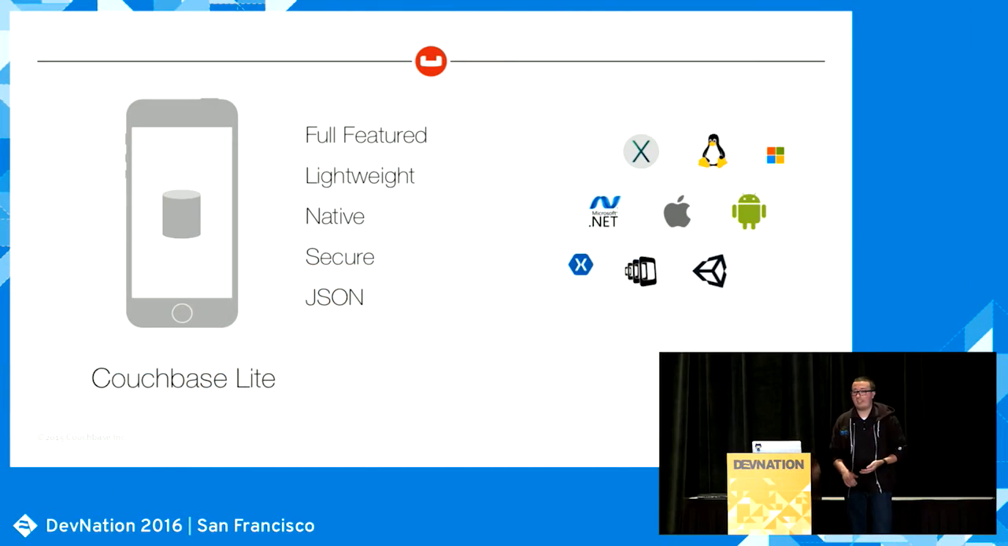As far as Couchbase Lite goes, Couchbase Lite is an embeddable NoSQL database for mobile applications. It's for iOS, it's for Android, it's for Xamarin, it's for all over the grid. And this is a replacement to SQLite, so you don't have to use SQLite as your relational data store on mobile. You can now have access to a NoSQL data store.